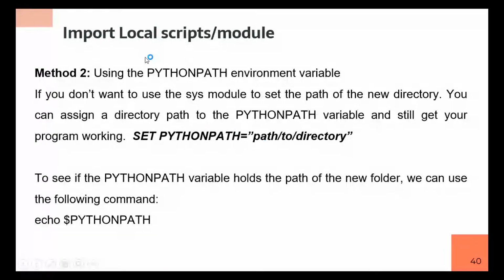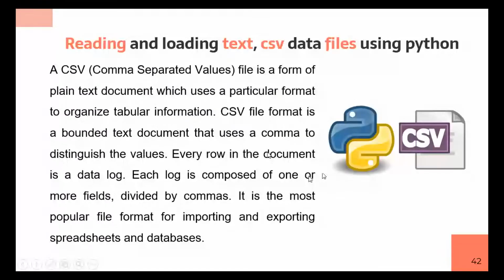I'm going to the next topic: reading and loading text CSV data files using Python. A CSV, as we spoke earlier, is similar to an Excel sheet, where we get rows and columns. It has comma separated values. That means one line is one row in terms of an Excel sheet, so one line has one record, but those record fields are separated by commas.